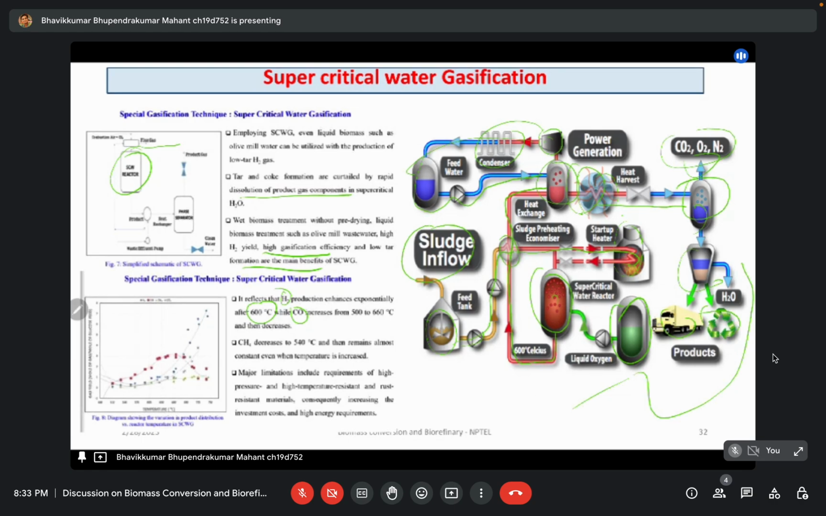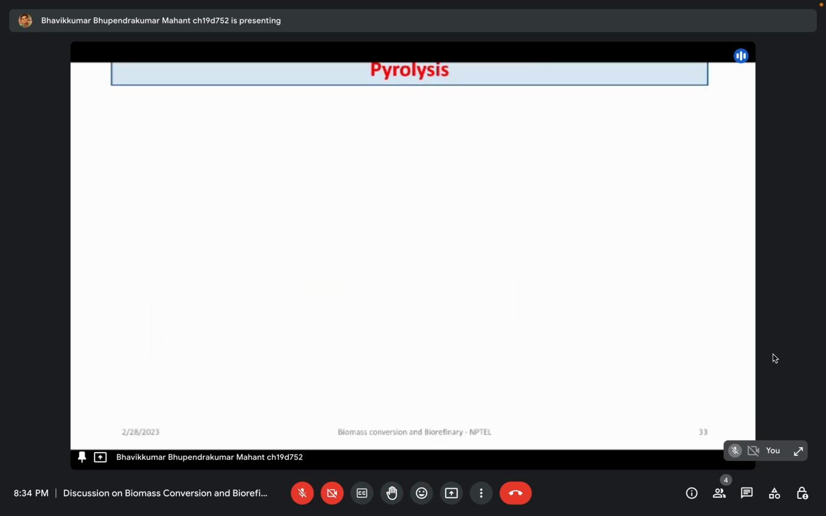This is a simple process, or maybe you can see an advanced one, where this is a reactor and the product is coming and going to a phase separator. You will get a product, you will get clean water, and again recycle. But this is what people are actually working on, an interconnected process, where you can not only conserve the energy, but you can utilize the energy and produce the energy. So another is pyrolysis.